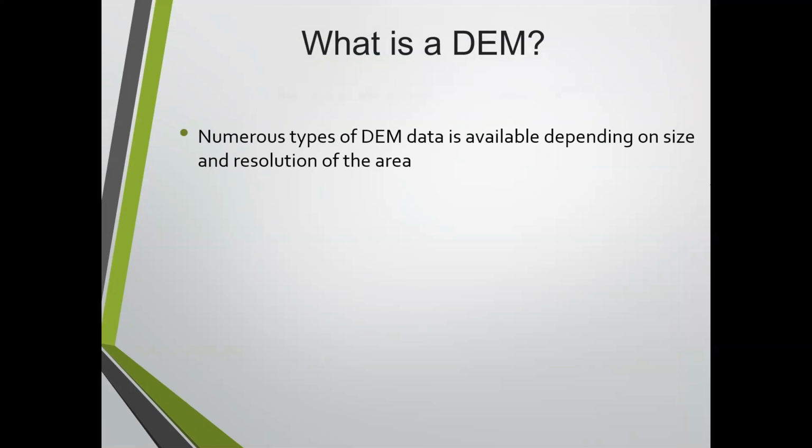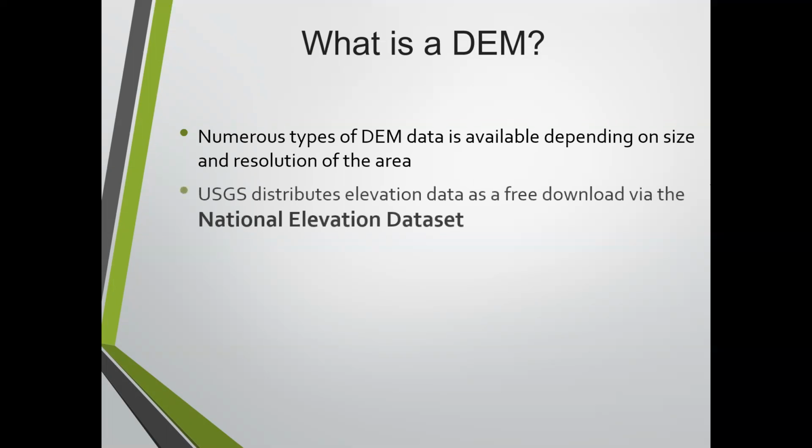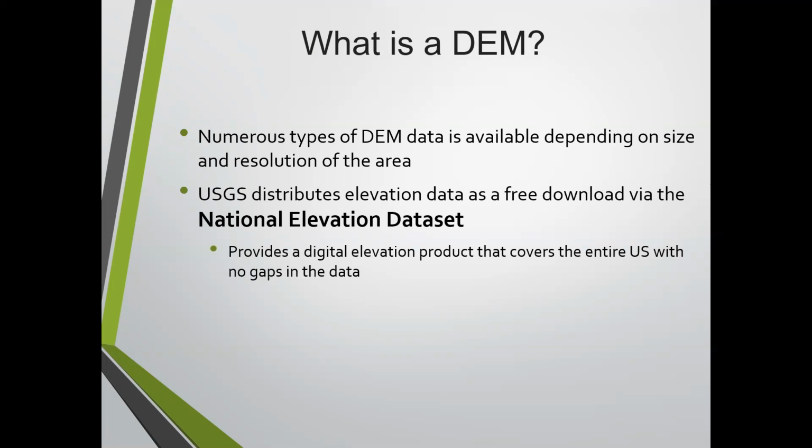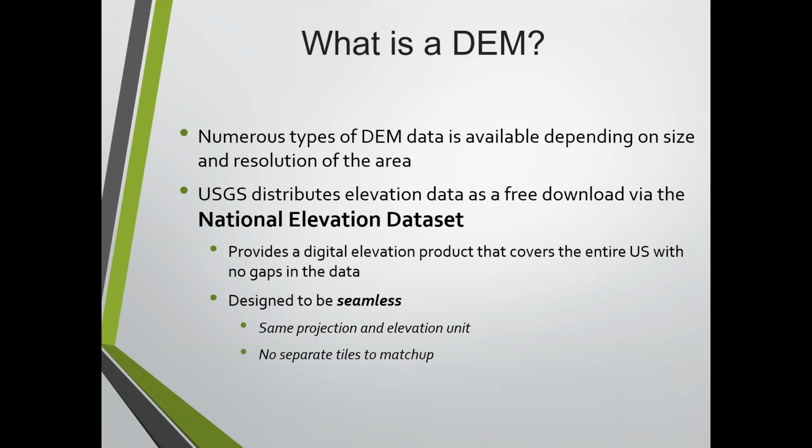So there's other types of digital elevation model data available. Of course, it depends on the size and the resolution of the area. The USGS, again, distributes a lot of this data. They have an elevation data set, free download, National Elevation Data Set it's called. Gives you digital elevation that covers the entire US, no gaps in the data. That's also awesome because you've got everything right. What you might call a seamless data set, designed to be seamless right there. Same projection and elevation unit, and there's no separate tiles.